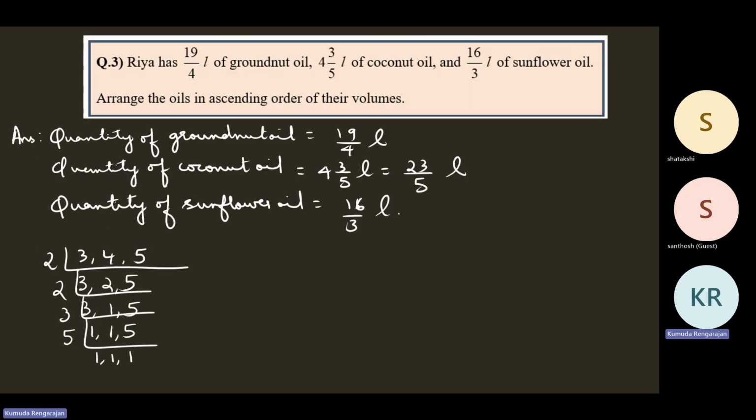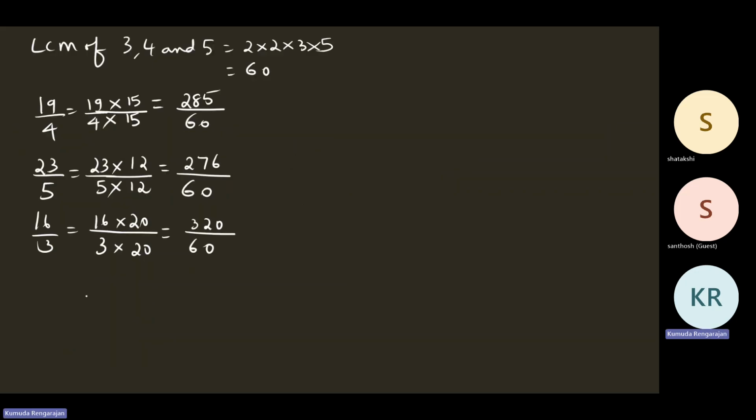Arrange the oils in the ascending order of their volumes. Ascending order. Small to big. So how will you arrange? Ma'am, first will be 276 by 60 and then 285 by 60 and 320 by 60. Yes, ma'am.